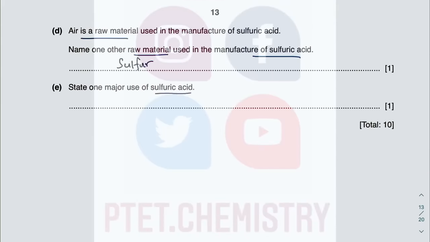One major use of sulfuric acid, well, you can use it to make car batteries, for example. In fact, it is used as an electrolyte in car batteries. There's also making detergents, fertilizer as well, etc. Okay.